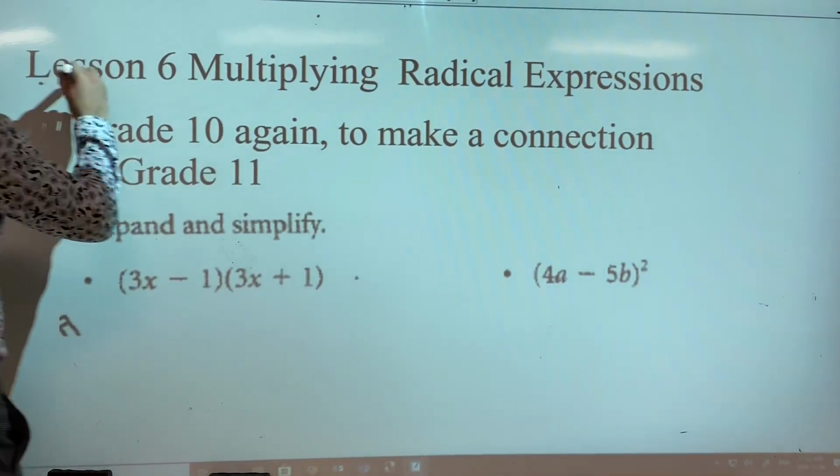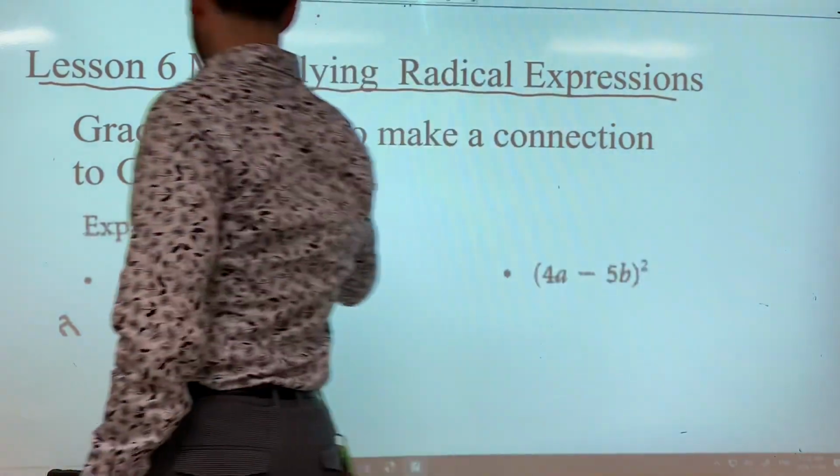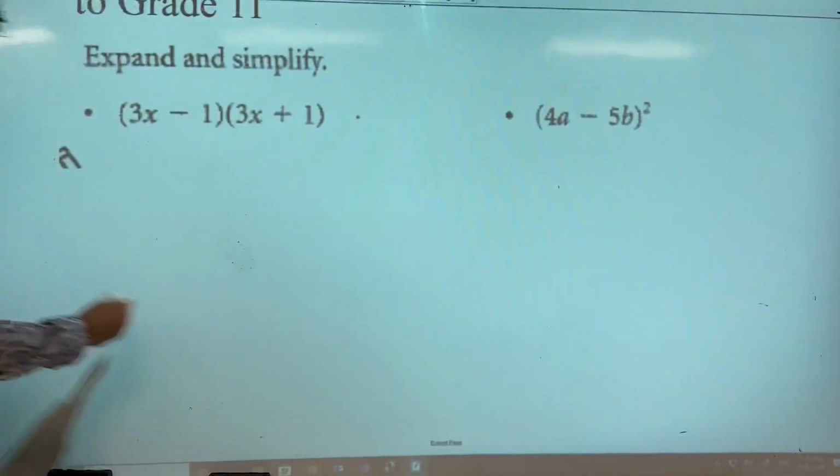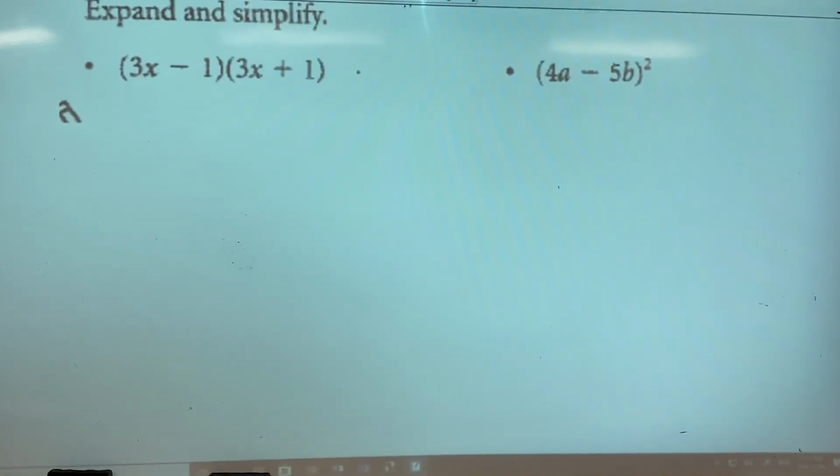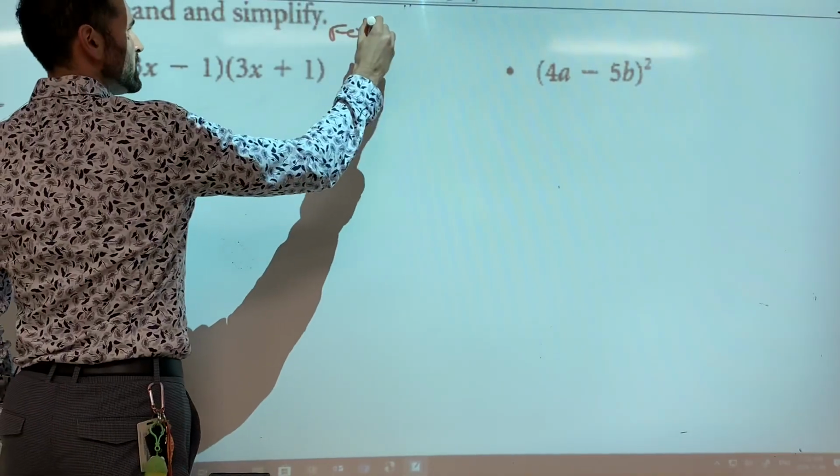Alright, so we're doing multiplying radical expressions. A little bit of review from grade 10. Let's take a peek. We're going to be doing exactly the same thing with radicals, so we'll talk about it, but we'll just remember what FOIL is. I don't like FOIL.